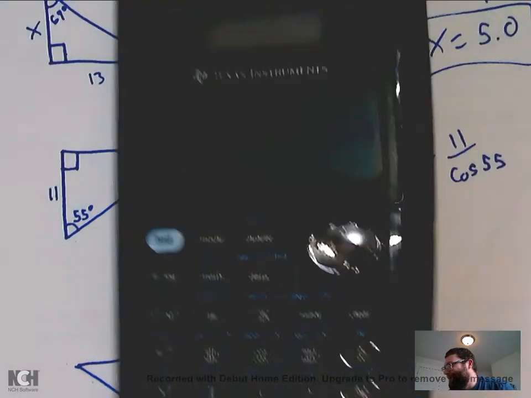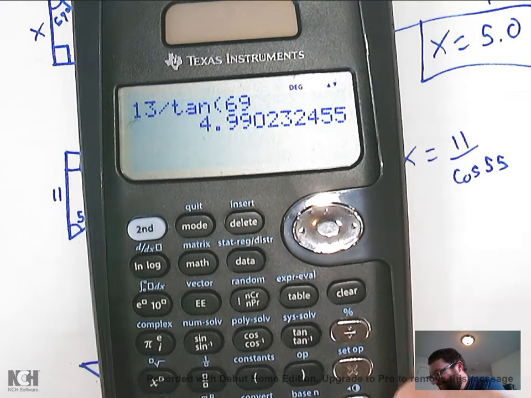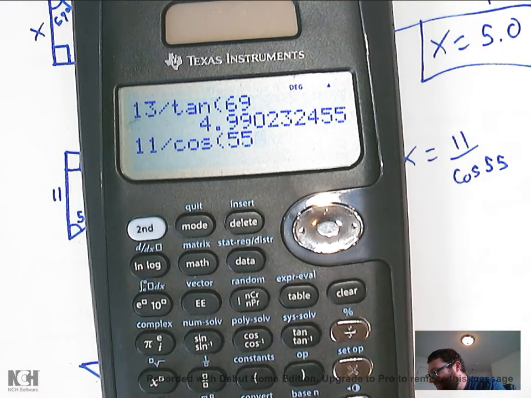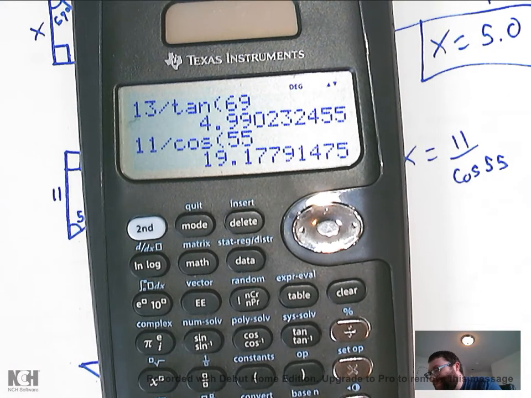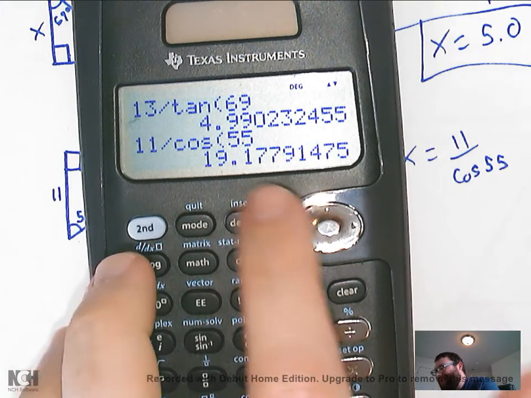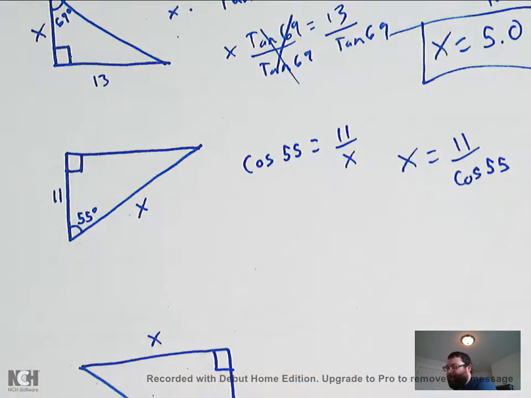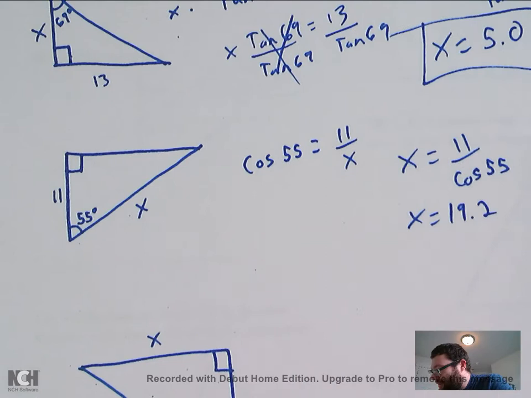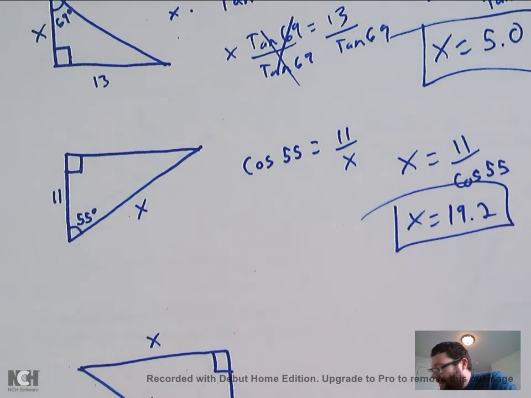Okay, plug that in your calculator. So 11 divided by cosine of 55, and you get 19.17, rounded to the nearest tenth would be 19.2. So that longest side is going to be 19.2 something measurement long, and that'd be your answer.